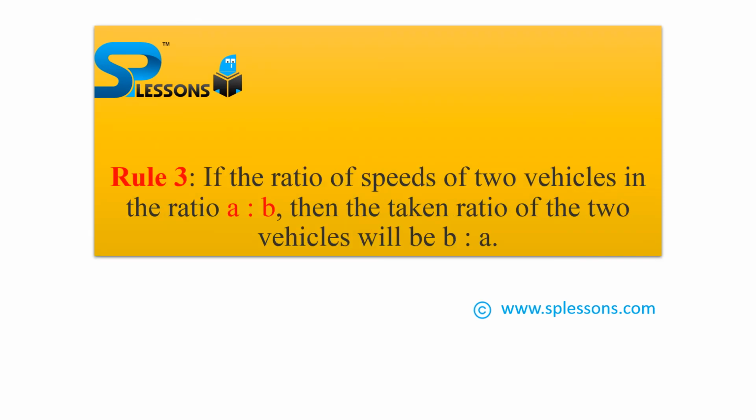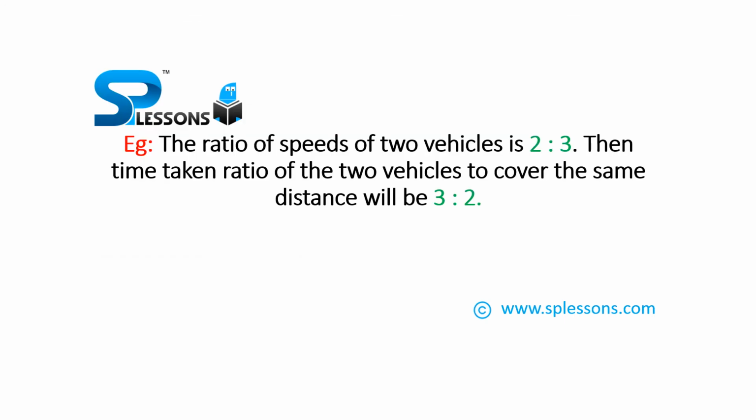Rule number 3. If the ratio of speeds of two vehicles is A is to B, then the time taken ratio of the two vehicles will be B is to A. For example, if the ratio of speed of two vehicles is 2 is to 3, then the time taken ratio of the two vehicles to cover the same distance will be 3 is to 2.